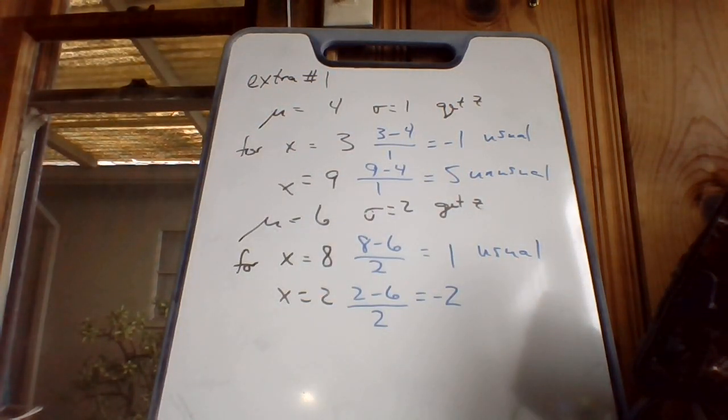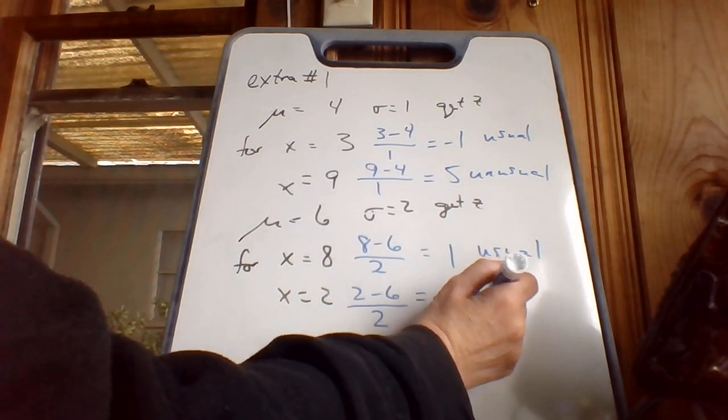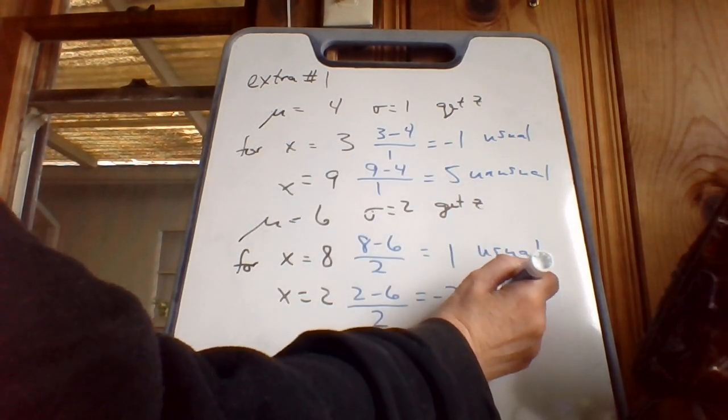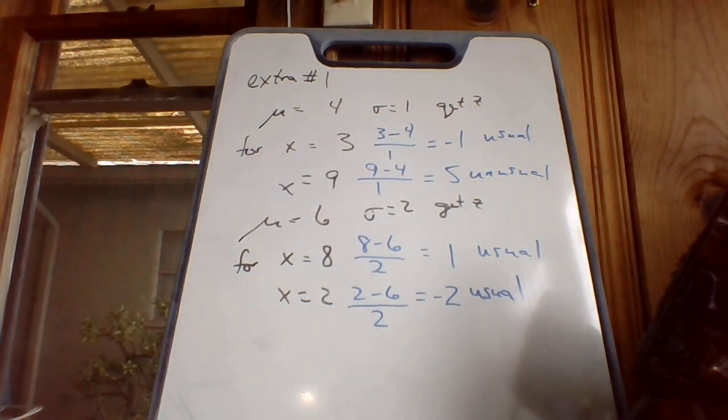Negative 2. Well, we're going to go ahead and call that usual. If it lands exactly on, we say it has to be between negative 2 and positive 2, but that can include those. If you're within 2 standard deviations of the mean, if you're right on 2 standard deviations, we'll go ahead and call it usual.